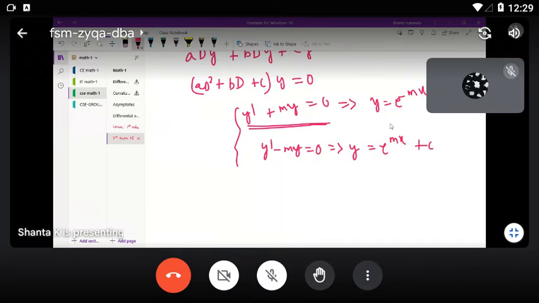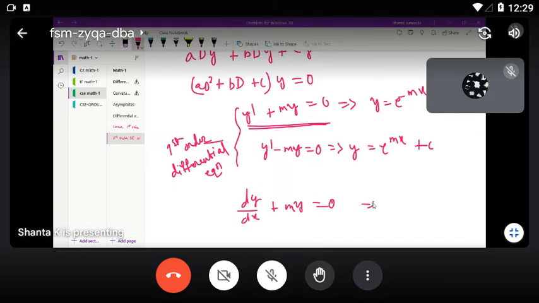This one, and it's y dash plus my. This m is a constant. If you have a first order equation, you will have the first order differential operator dy by dx. This is a first order differential equation. So if it's a first order differential equation, we will have dy by dx, and there will be a y term, and we can have the constant here. Got it? You can also have other constants.